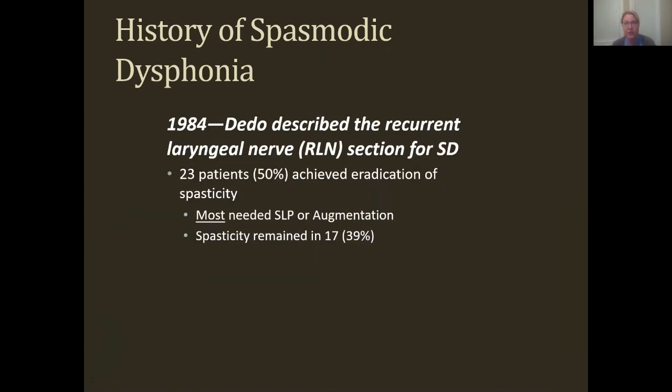And then Dedo described back in the 1980s something to treat this. And the thought was that if we're dealing with a situation where the spasms are causing too much closure of the vocal cords, well, maybe we can just cut the nerve, and maybe cutting the nerve would allow these patients to have more of a breathy sound, and they would eradicate the spasms.